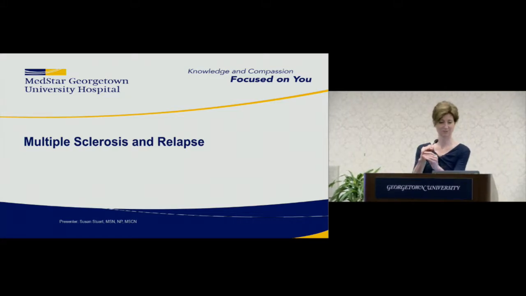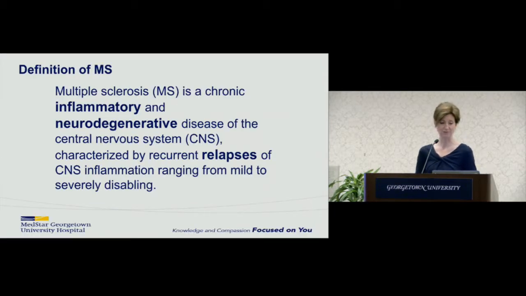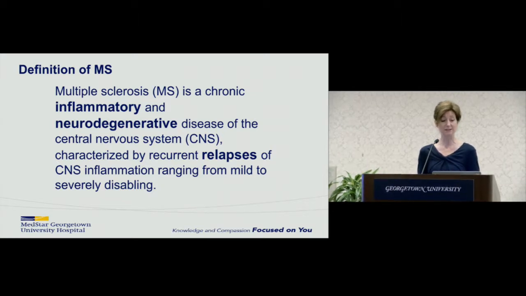Okay, good. All right, so let's start with the definition of MS. Multiple sclerosis is a chronic, inflammatory, and neurodegenerative disease of the central nervous system, or the CNS, and that includes the brain and the spinal cord, also the optic nerve. It's characterized by recurrent relapses of CNS inflammation ranging from mild to severely disabling.